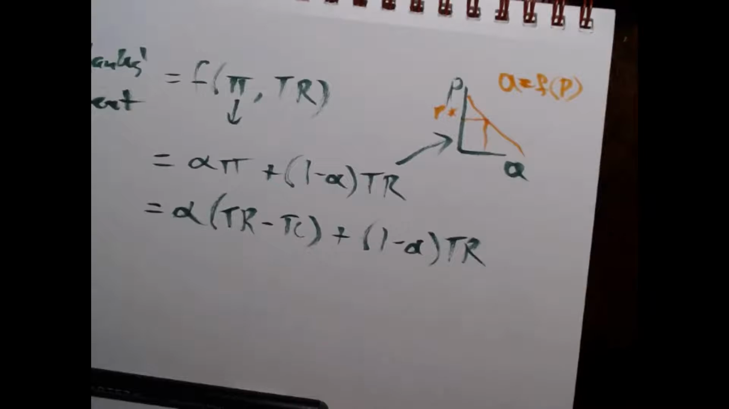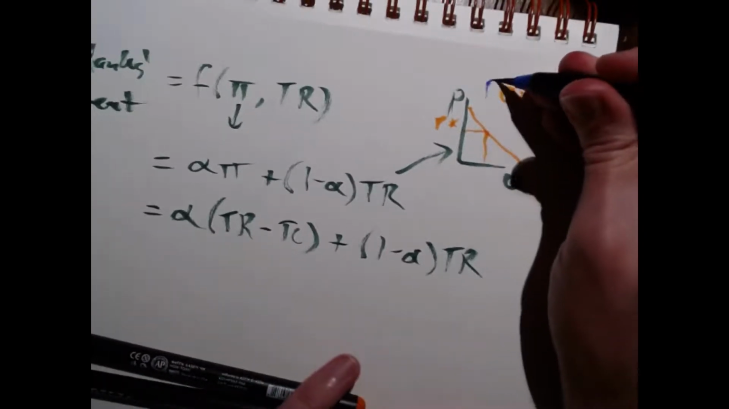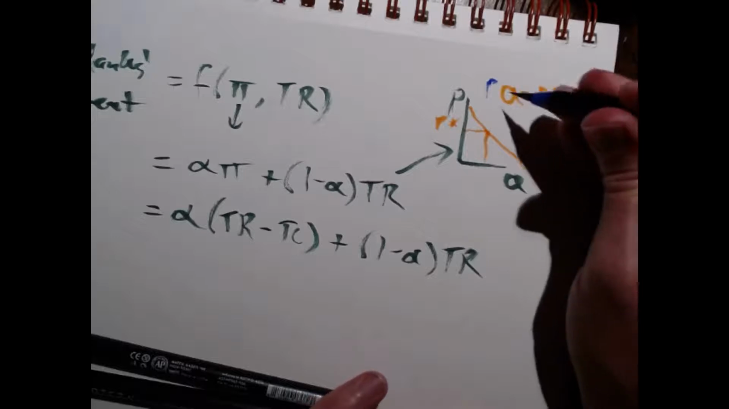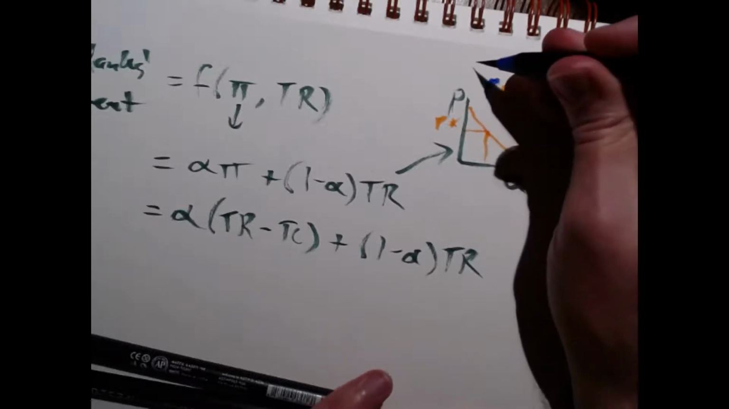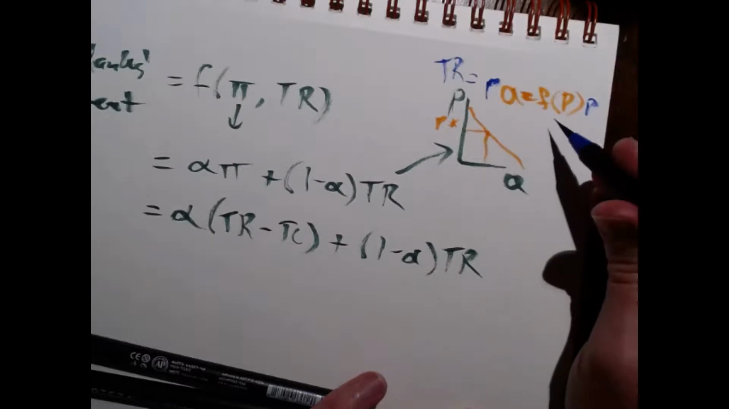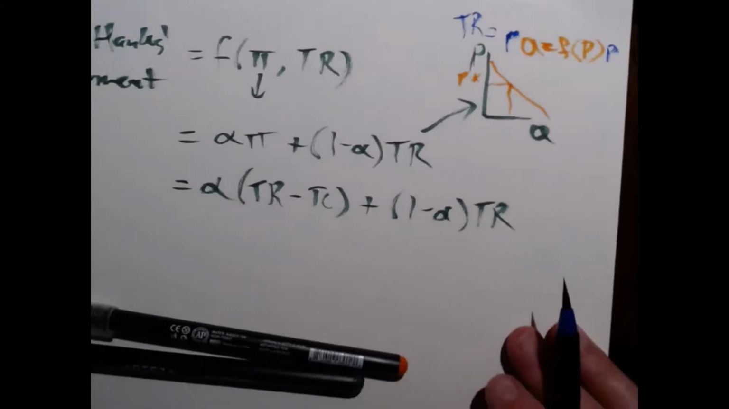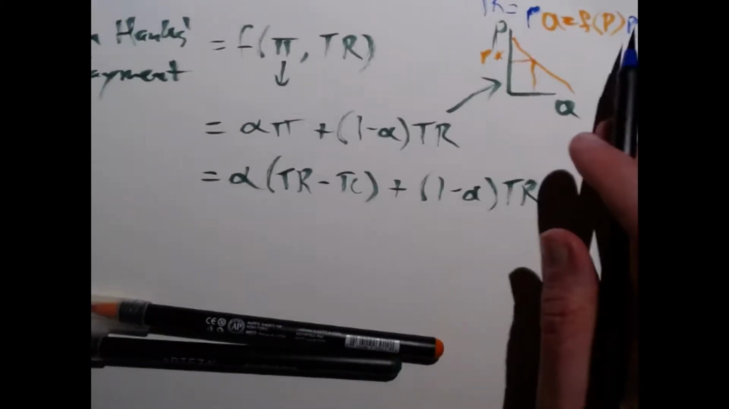And our total revenue is going to be quantity times price. We just multiply price on both sides of this equation. And now we've got total revenue, is price times quantity, is whatever this function is times the price. So I'm going to be very general here.